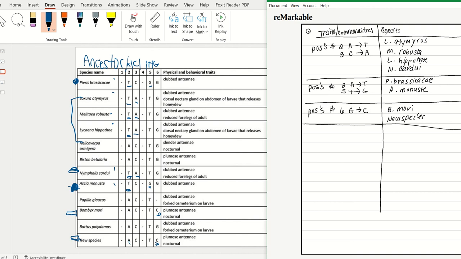And next, I am going to look at another really common trait that I'm seeing over here on the right side under physical and behavioral traits, which is clubbed antennae. And so I'm seeing that P. brassicaceae, L. atomyris, M. robusta... I'm just going to write them instead of saying them all out loud, and you can just follow along.